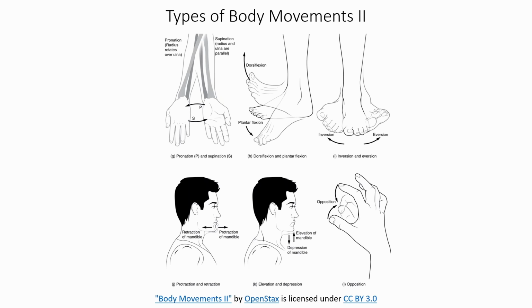And then elevation and depression has to do with the positioning of your mandible, your jaw. So if you're chewing, you would go through a series of elevation and depression. Elevation, you're moving your jaw upward, pulling your teeth together. Depression, you'd be like opening your mouth. And then opposition, this would be like using your thumb to touch your other fingers. So if you're touching your fingertips together, your thumb to your index finger, your ring finger, or your middle finger, then that would be opposition, because you're moving your digits to come into contact with each other from opposite sides.